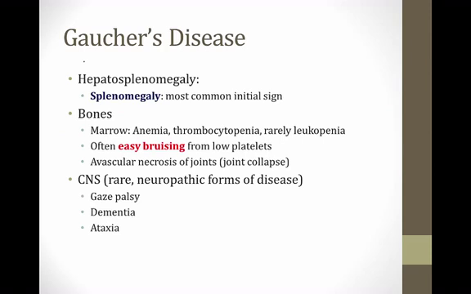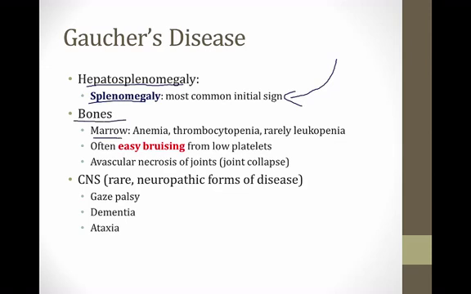The main organ systems affected in Gaucher's disease are the liver, spleen, and bones. You can see hepatosplenomegaly, and especially among children with the condition, an enlarged spleen is the most commonly detected initial sign. Children have small abdomens, and it's often easy to detect an enlarged spleen when they develop Gaucher's disease. The bones are also affected.